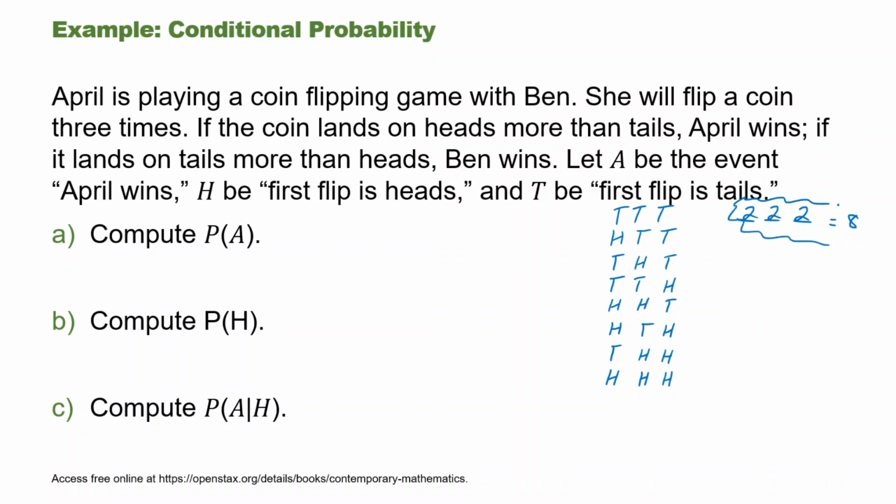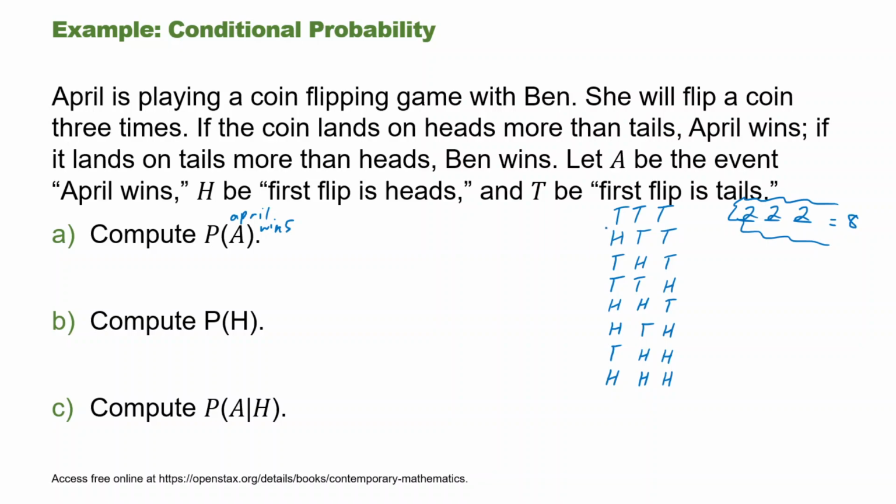Now we can consider these parts. So part A, compute probability of A. So that is the probability that April wins. Now April wins when there are more heads than tails. If a coin lands on heads more than tails. So if there are more heads, I'm going to label these from my list of outcomes, my sample space. I label these with an A to indicate they are places where April would win.